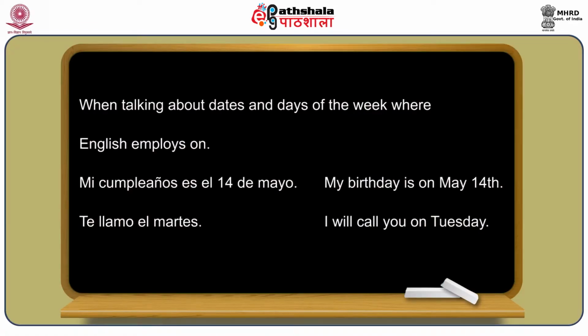It is also used when talking about dates and days of the week, where English employs on. For example, if I say my birthday is on 14th May, in Spanish I will say mi cumpleaños es el 14 de mayo. And if I say I'll call you on Tuesday, in Spanish it will be said as te llamo el martes. So this el will be translated as on in English.